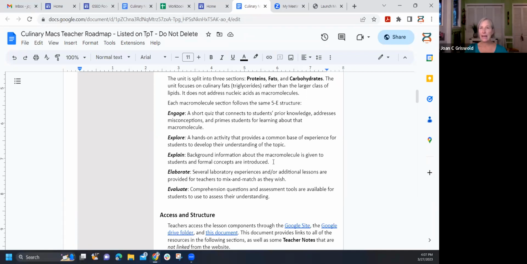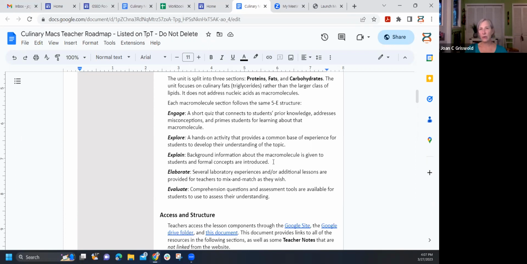If you have science labs that you want to throw in here, I'd be really open to adding those as well. But it's meant to be kind of a mix and match thing where you can use whatever works for you and don't use what doesn't work for you. And then the evaluate comes in a couple of different forms.